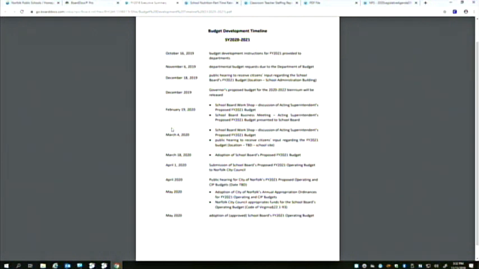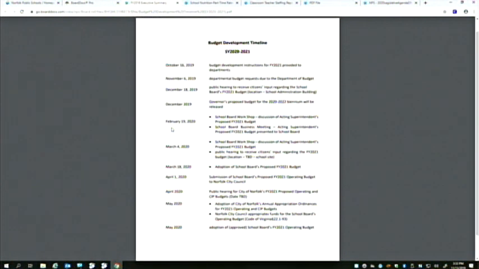And then we're not aware of the date for the public hearing for the city's proposed operating and CIP budget, so we will certainly provide that date to you as soon as we're aware of that. Then in May, there will be the adoption of the City of Norfolk's annual appropriation ordinances for 2021. So basically, as you already know, the city will adopt their budget, which of course includes the budget for Norfolk Public Schools, and then there will be the appropriation of funding for that.